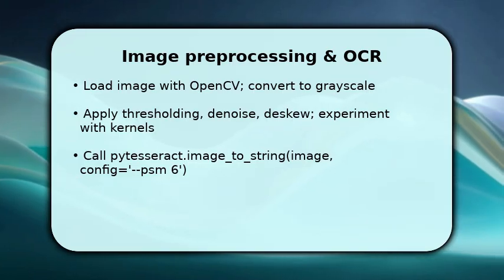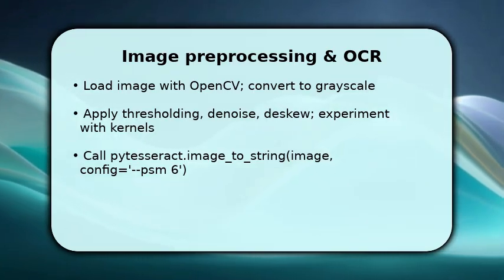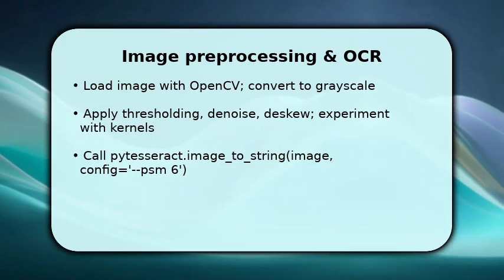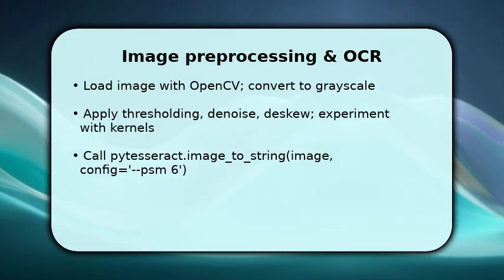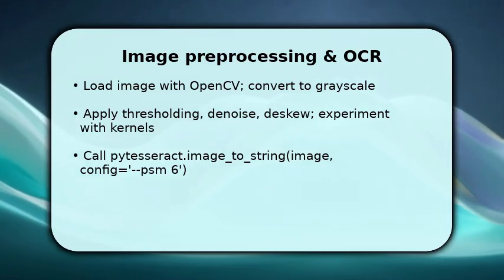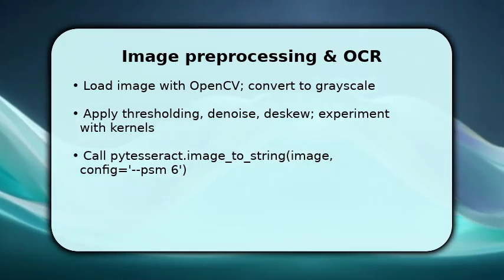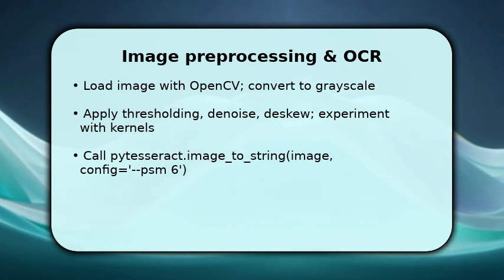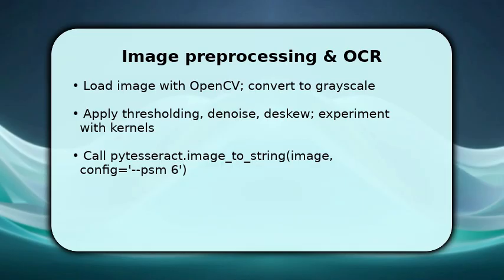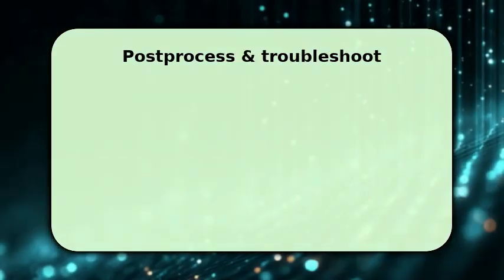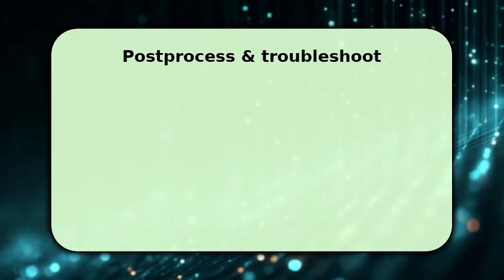Deskew by detecting contours or Hough lines if text is tilted. After transforming the image to high contrast, pass the numpy array or PIL image to pytesseract.image_to_string with an appropriate PSM and tessdata language to extract cleaner text results. You finish by post-processing OCR output.